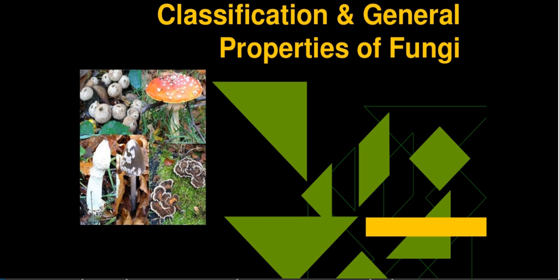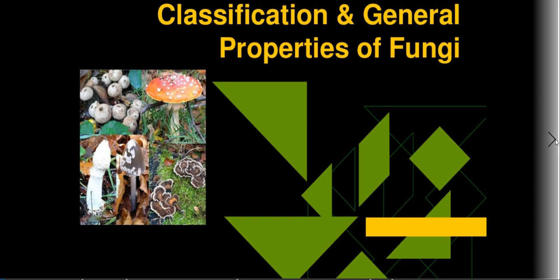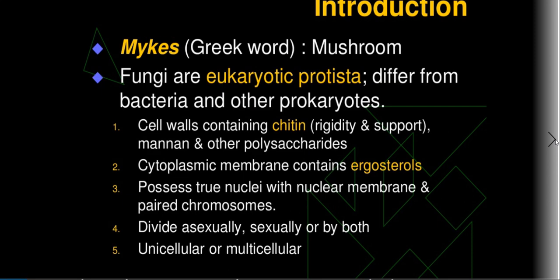They are achlorophyllous, that means chlorophyll is absent. Spore bearing, that means there are spores present specifically when they reproduce. Non-vascular organisms, and their cell wall is made up of fungal cellulose or chitin, and they reserve their food in the form of glycogen. We'll see in this part the general properties of fungi.